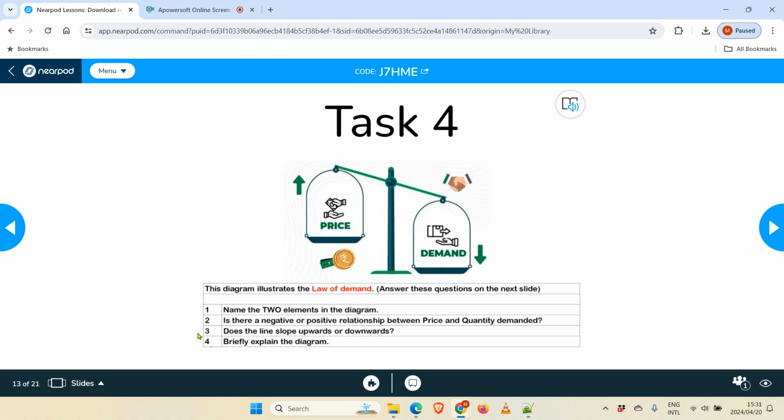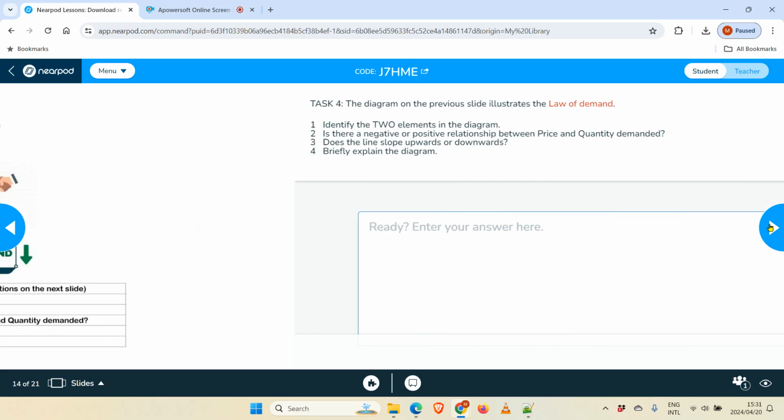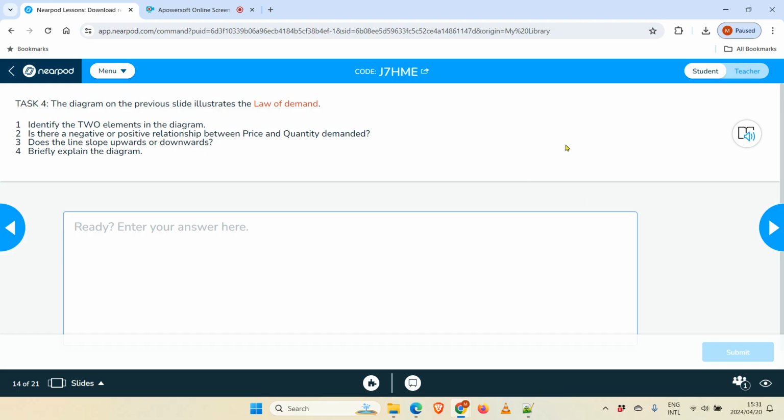So, simple questions here for the students to answer. Two elements of this diagram: negative or positive relationship between price and demand. Does the line slope upwards or downwards? And then to explain what this means. Okay, so the students will answer those questions.